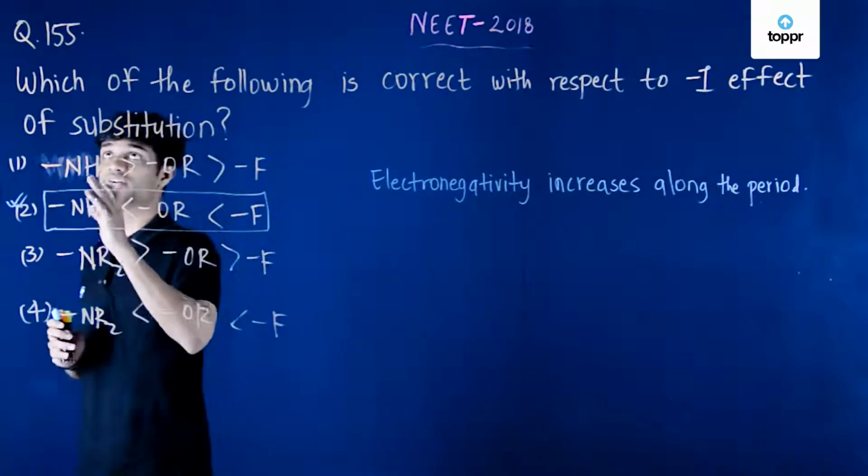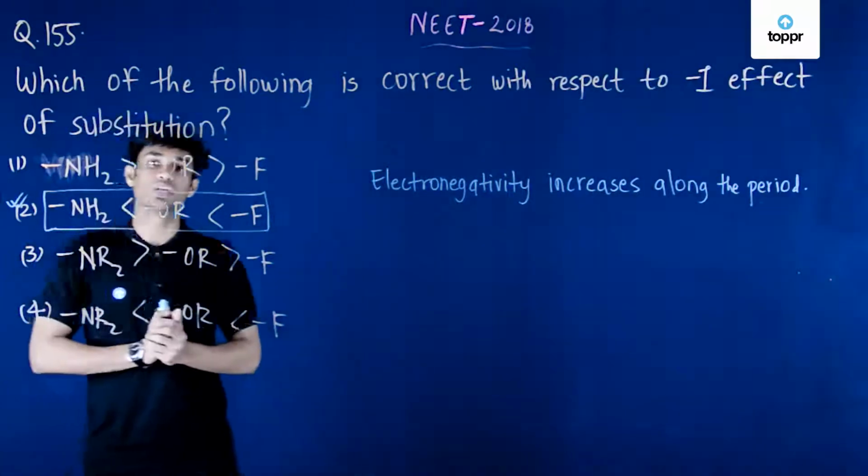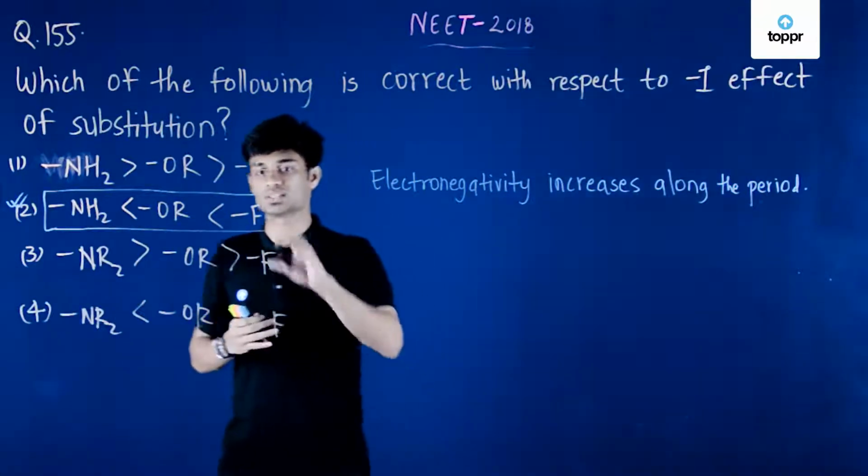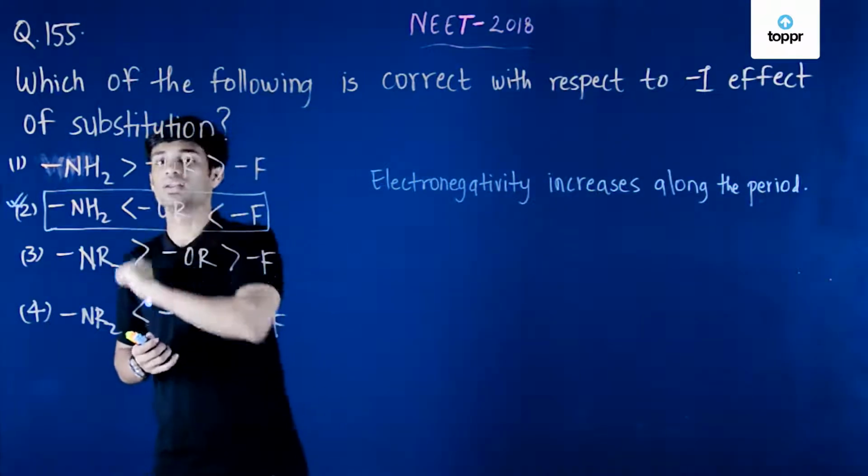So this is the reason that option 2 is correct for question number 155, because simply the electronegativity is highest for fluorine, then for oxygen, and then for nitrogen.